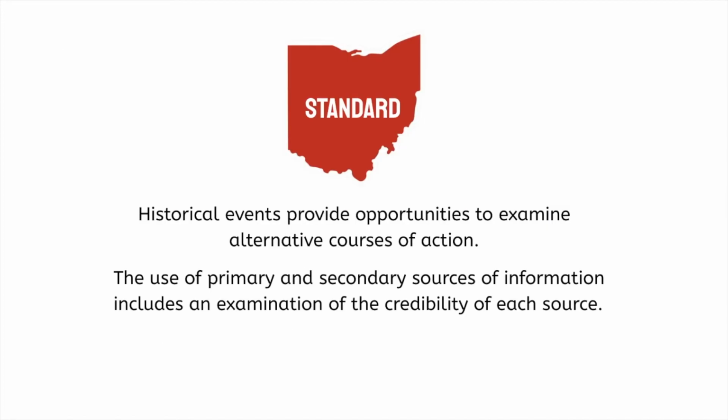So let's quickly review these 4 standards for our skills and methods. Number 1, historical events provide opportunities to examine alternative courses of action. This means that if you study history, it's sometimes kind of fun to ask what if. The second standard is the use of primary and secondary sources of information includes an examination of the credibility of each source. This is definitely something that you're going to see on your real test. You're going to have to explain and describe what a primary or secondary source is, but more importantly, you're going to have to identify what makes a source credible or not credible.